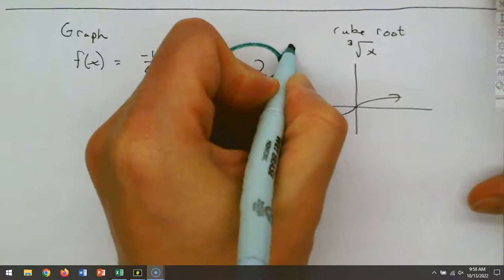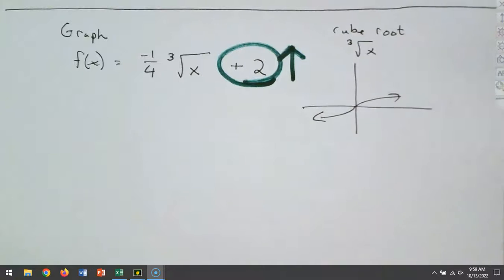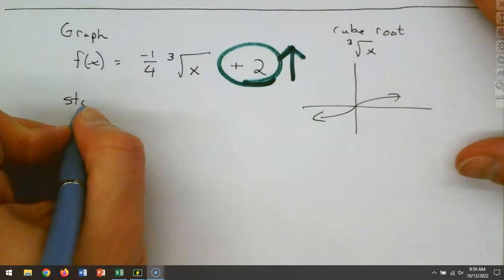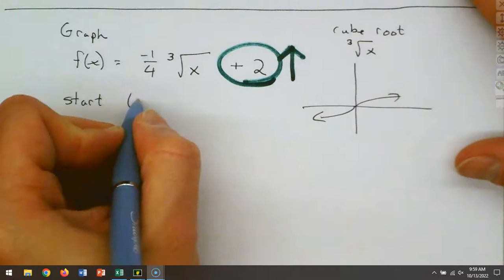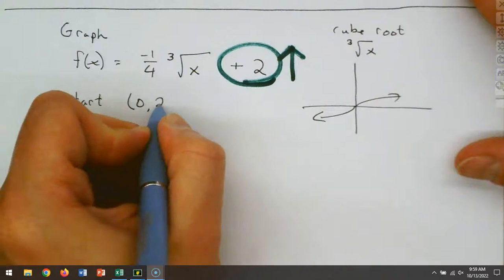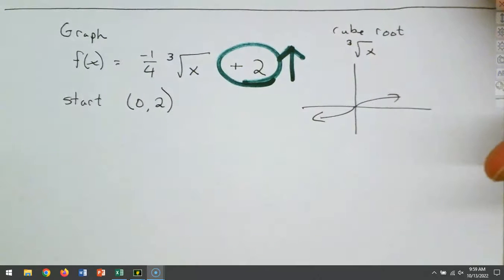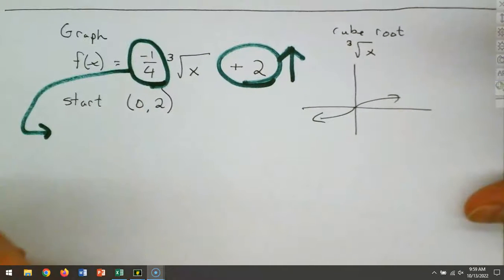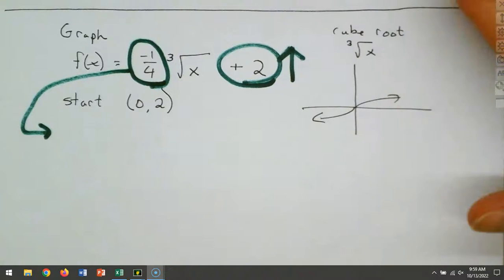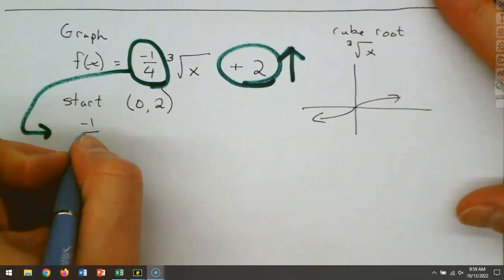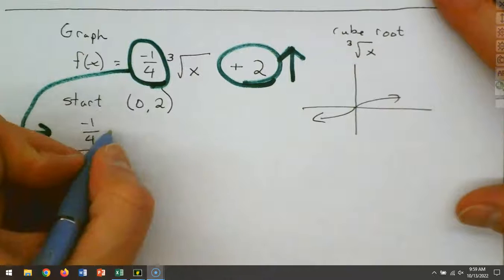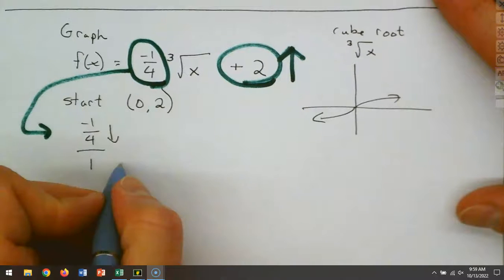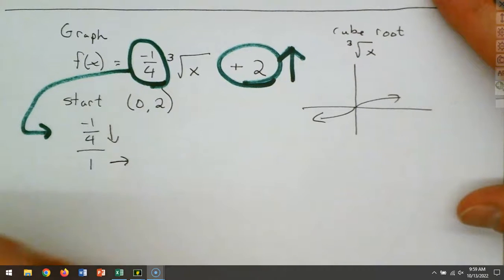That 2 is positive, so that's going to move it up 2 units. So where are we going to start now? We're going to start at 0, positive 2. We've got a minus 1/4, so that has to be written over 1. So that's going to be minus 1/4 over 1. So we're going to go down about 1/4 and over 1 unit.